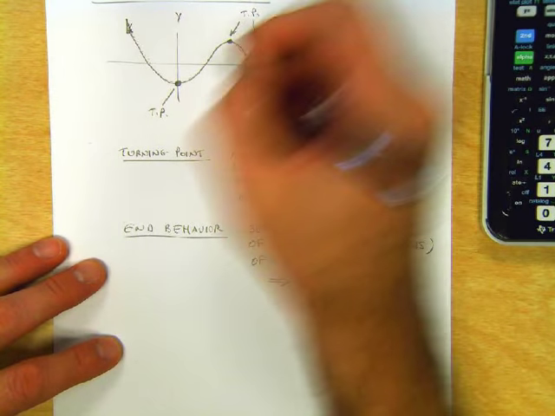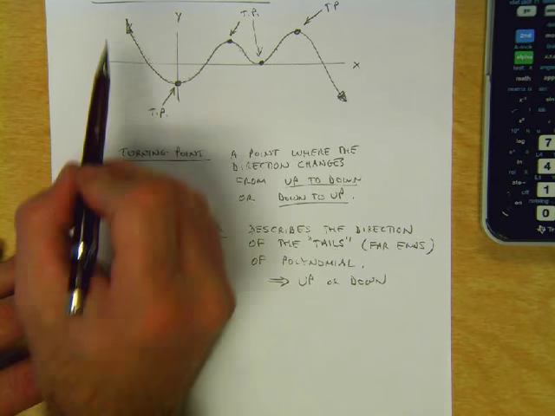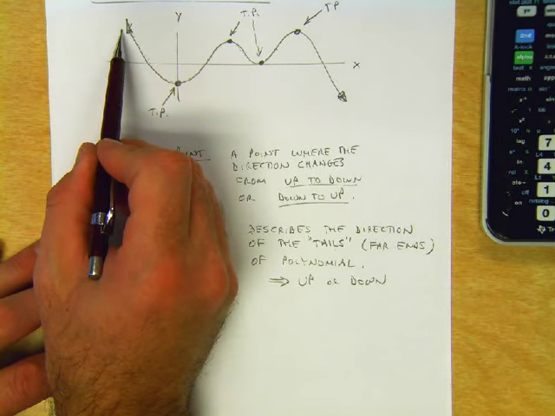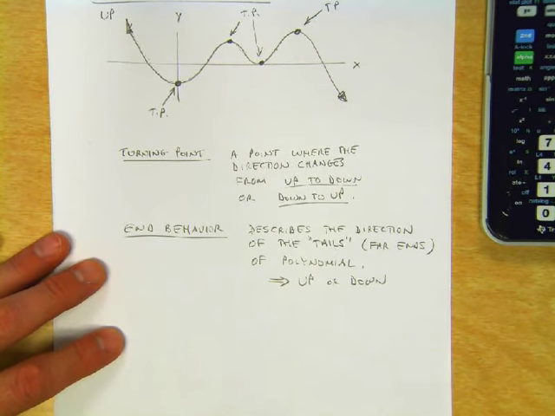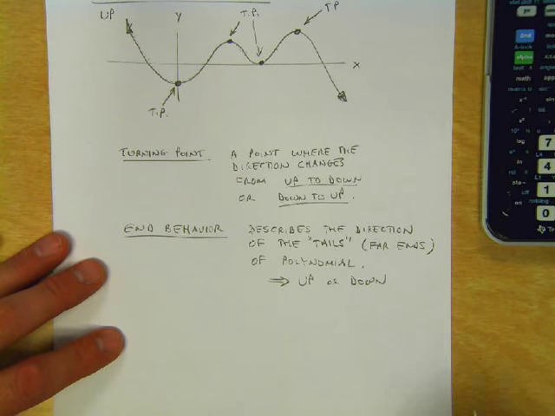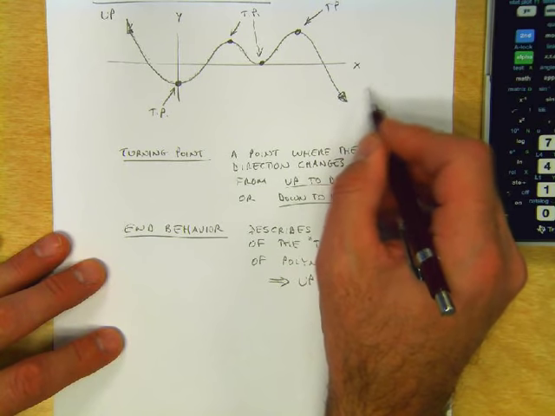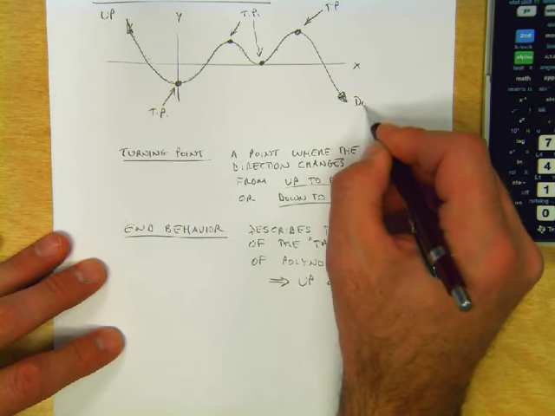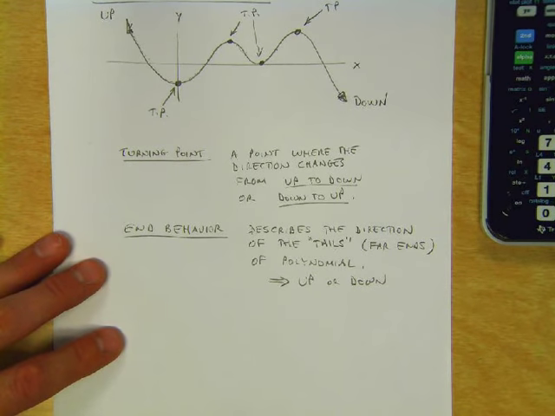So, for example, if we look at the left end of the polynomial, the left end is up. So we'd say left hand end behavior is up. Over on the right hand, we would say the right hand end behavior is down. That's all there is to that.